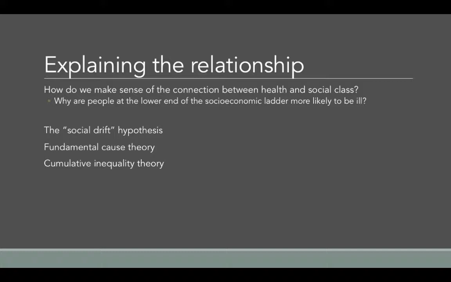So there are 3 theories that are discussed in this week's material. The first is the social drift hypothesis. Second is fundamental cause theory. And third is cumulative inequality theory. So we're going to walk through each of these so that you get a sense of what they're all offering as an explanation for this relationship and how they differ from one another.